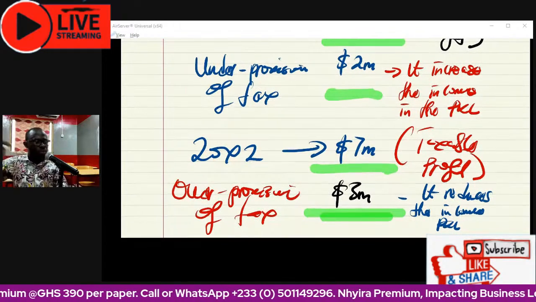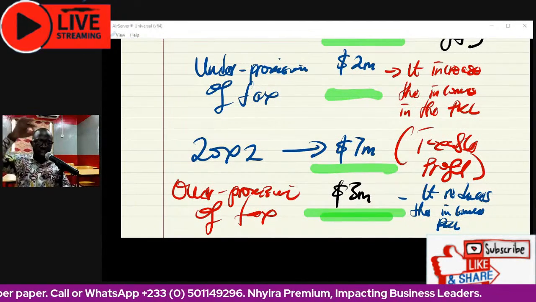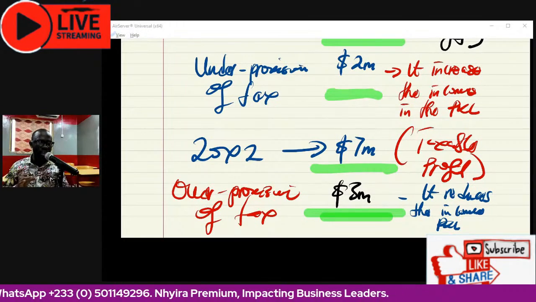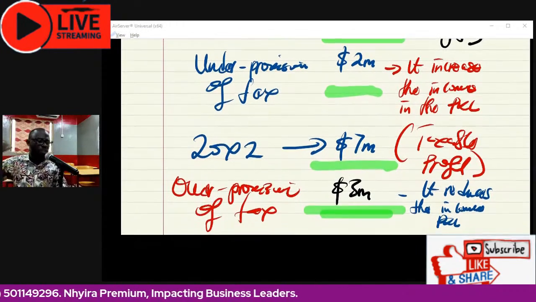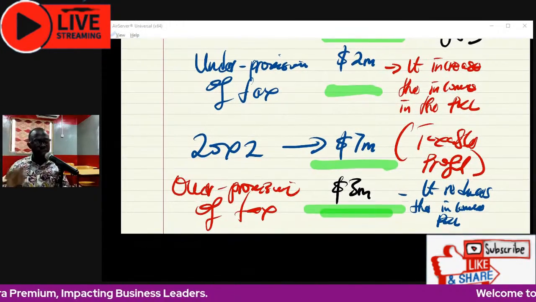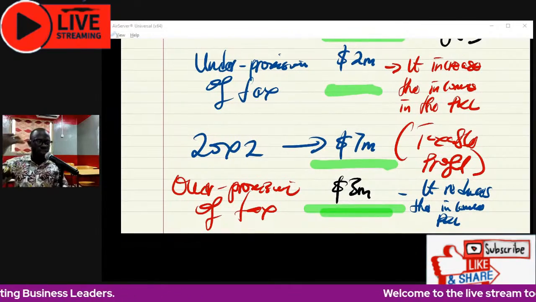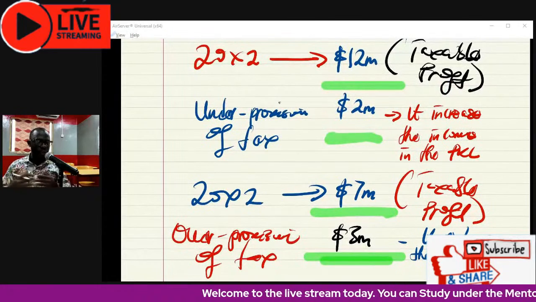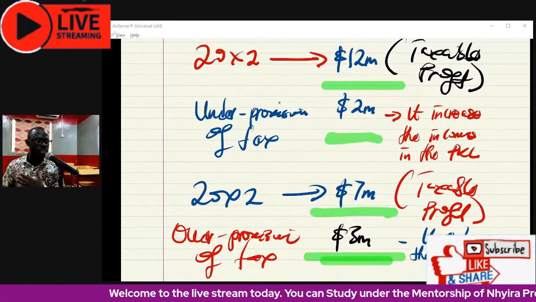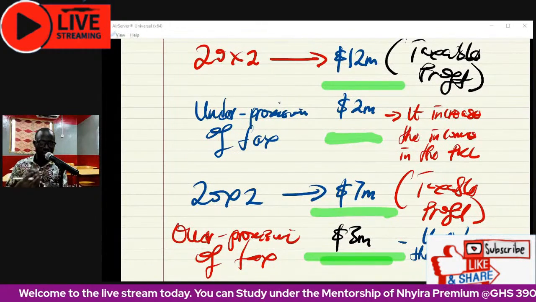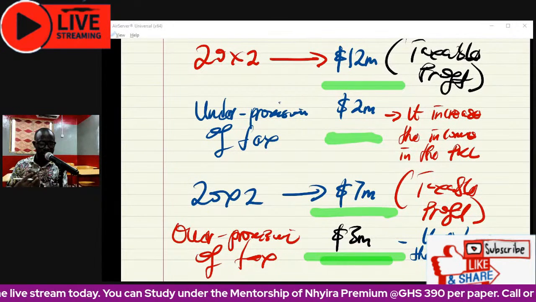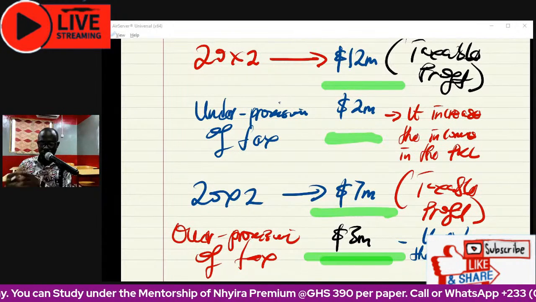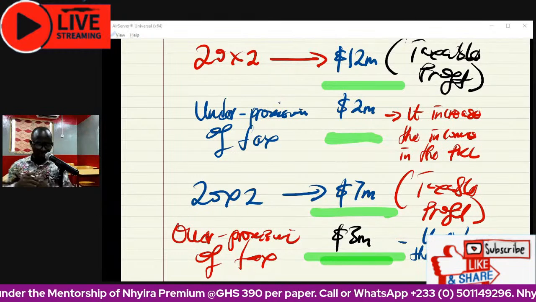So under provision of tax increases the current year tax figure in the P&L account. Over provision of tax reduces the current year tax figure because there is an income coming in that particular case. That is the idea about over and under provision of tax. Does it make sense? Sounds good? Any questions, you'll bring it up.